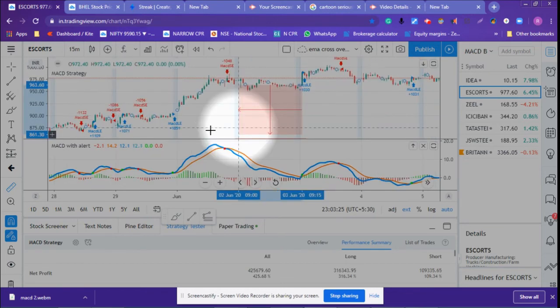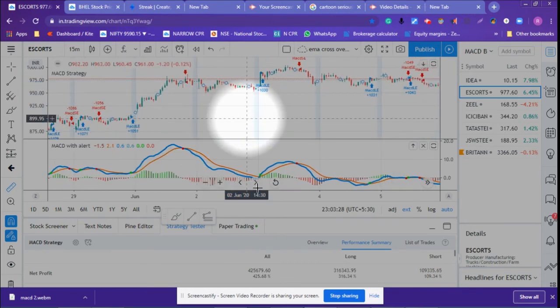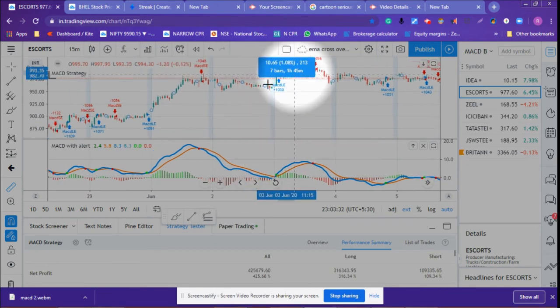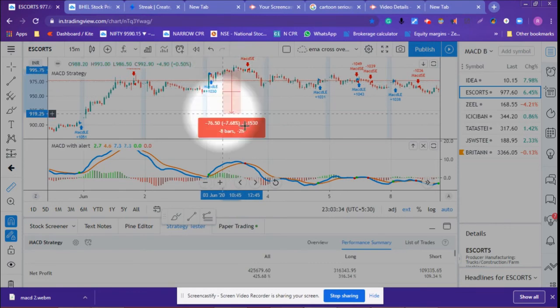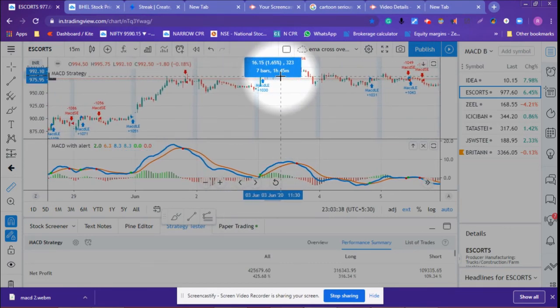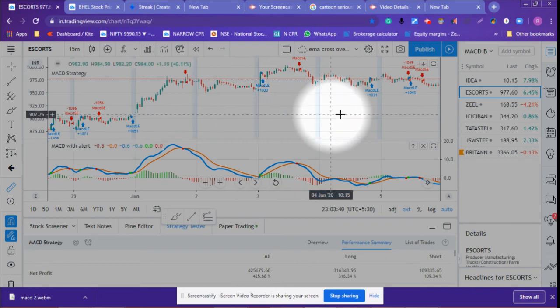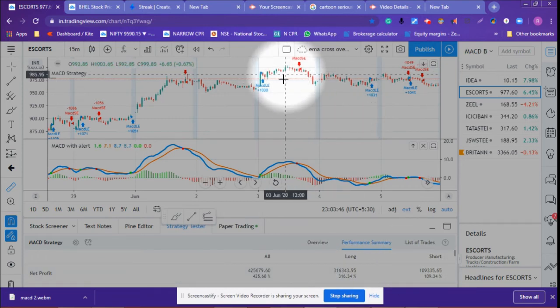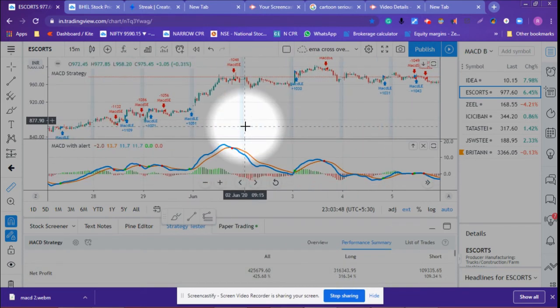So again, the next entry, what would have happened? Here it is a green ball. You would have taken entry here, and again when you measure it, I'll just show you. When you measure it, it is about 2 percentage profit. So likewise, it is backtesting the strategy and showing the profit, guys. It is so simple as this.